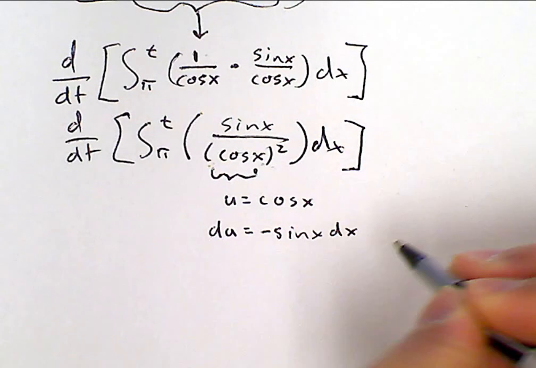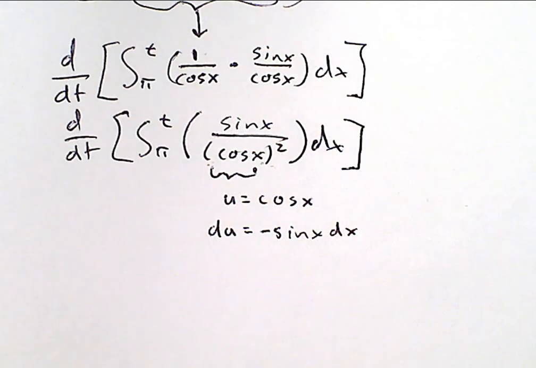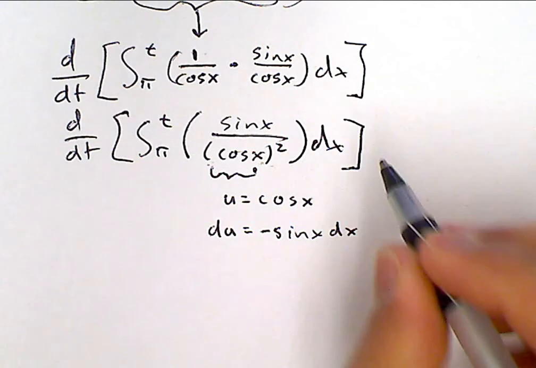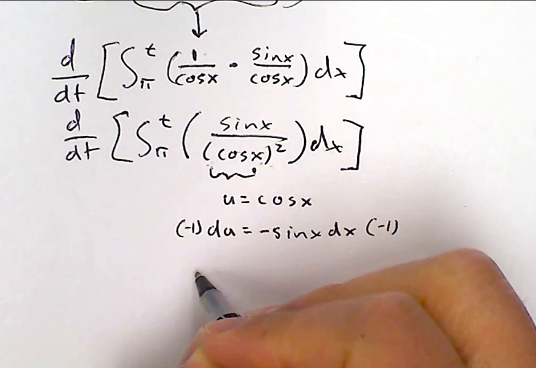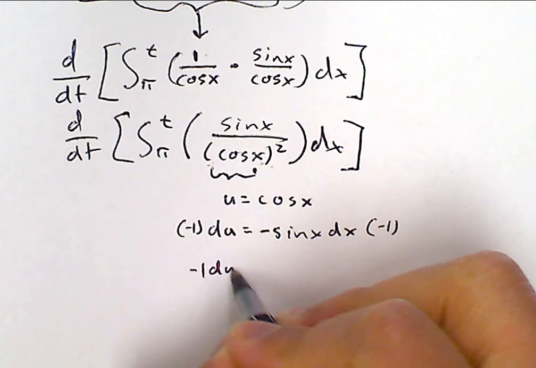Oh, I don't see a negative sine x. I see a positive sine x. So what do I need to do? Multiply by negative 1. Negative 1 du is equal to sine x dx.